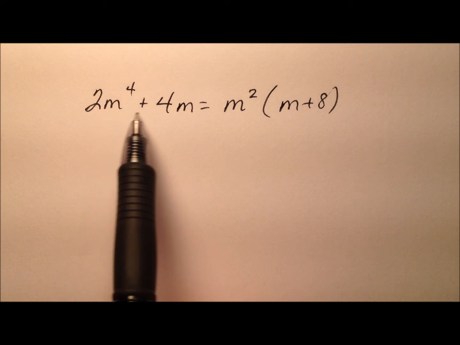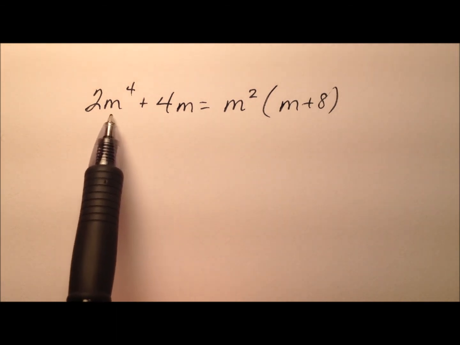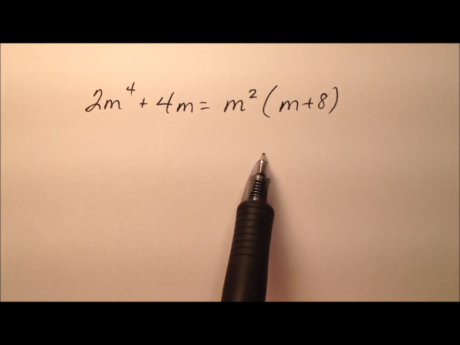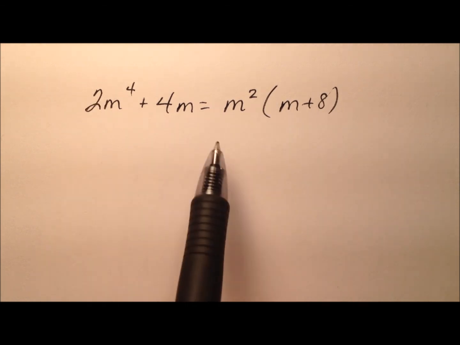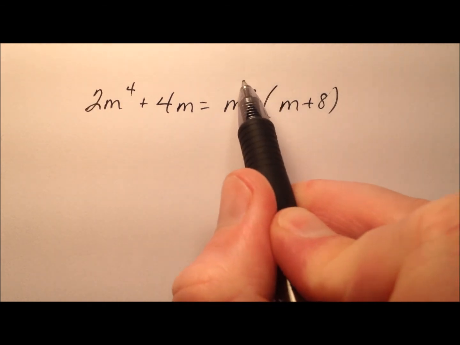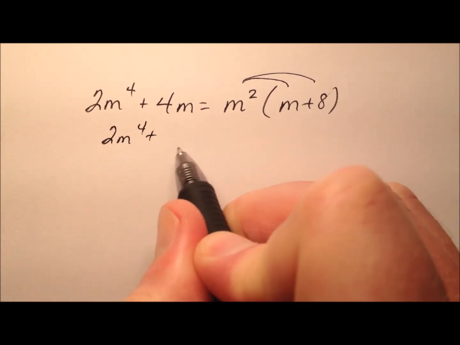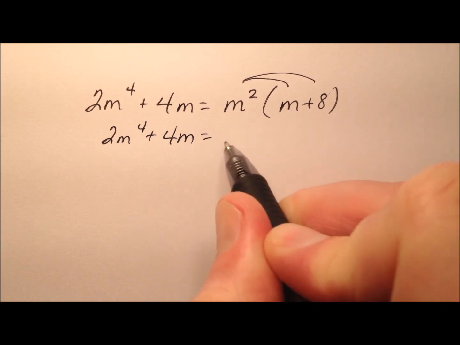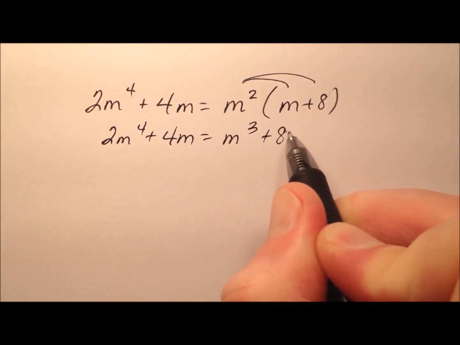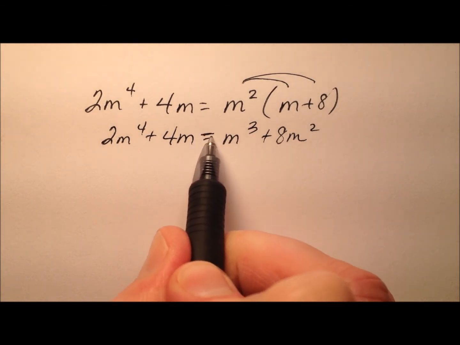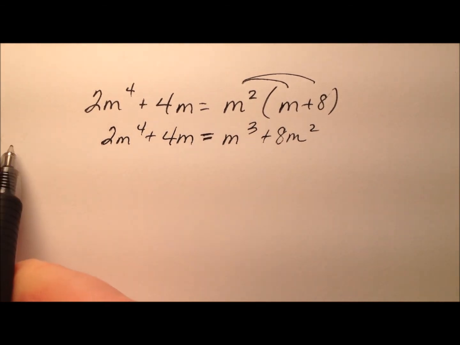In this example, what we see here is that we kind of have variables all over the place, and we even need to distribute to get rid of these parentheses. So this example will have everything involved. So let's first distribute. So we'll have 2m to the 4th plus 4m, and that's going to equal m cubed plus 8m squared.